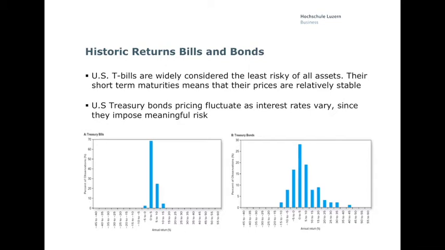Comparing the two graphs confirms that Treasury bonds have greater volatility compared to T-bills. Compared to T-bonds, the distribution of T-bill returns is far more concentrated in the middle of the distribution, with far fewer outliers.